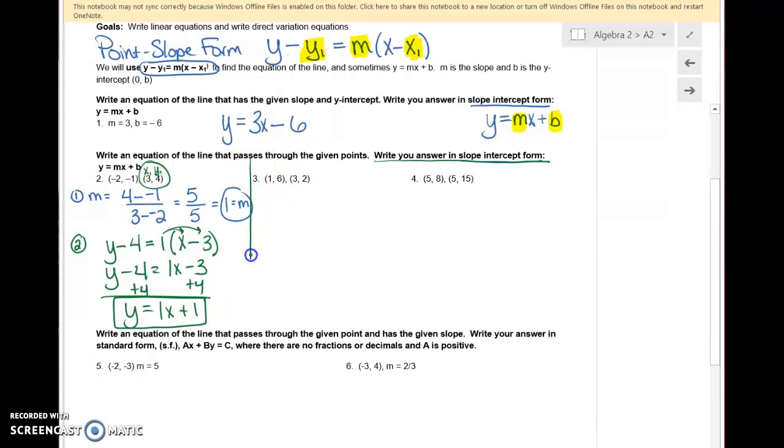So in example 3, first step, we need to find our slope. I want you to try this example on your own. Find your slope, write it into point-slope form, get it into y equals mx plus b.